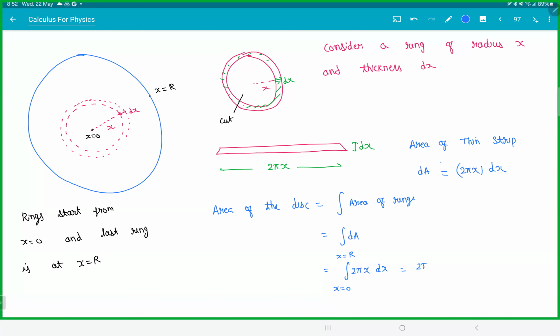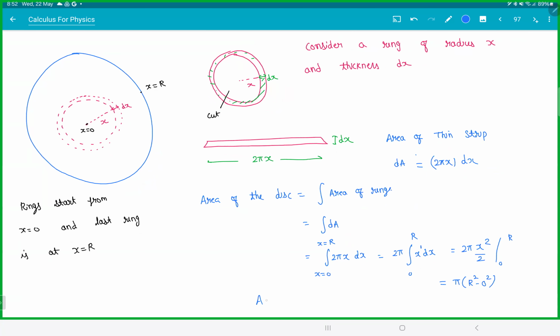2 pi is constant, so just put it outside. This will be integral of x dx from 0 to r. The integral of x dx is x square by 2. So 2 pi times x square by 2, with limits from 0 to r. The 2 will cancel. We end up with pi times r square minus 0 square. Therefore, the area of the disk is pi r square. Are you clear how, using integration, we got the area?